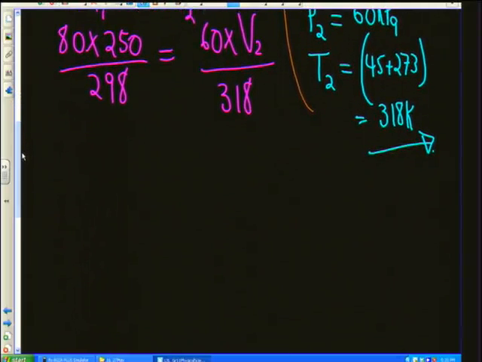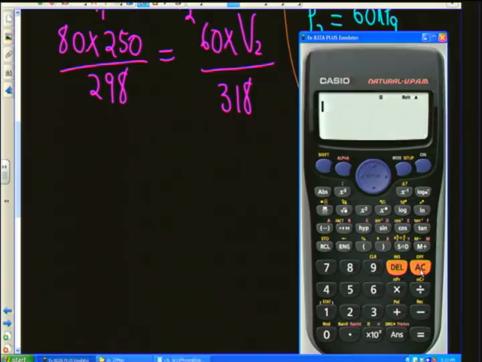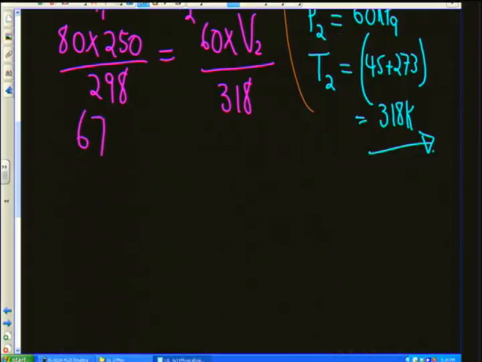All right. Now, 80 times 250 divided by 298. What do we get? The answer is 67,11. 67,11 equals.